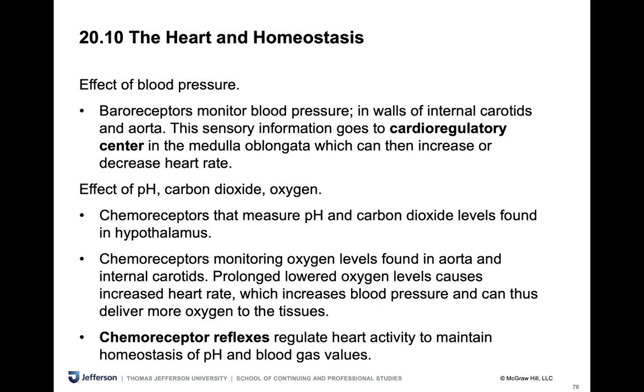Now, the effect of blood pressure. Baroreceptors will monitor blood pressure in the walls of the internal carotids and the aorta. This sensory information goes to the cardioregulatory system of the brain in the medulla, which can then increase or decrease the heart rate. pH, carbon dioxide, and oxygen can also all have effects on heart rate as well. These chemoreceptors are going to cause what we call chemoreceptor reflexes, where you can then see alterations in that.